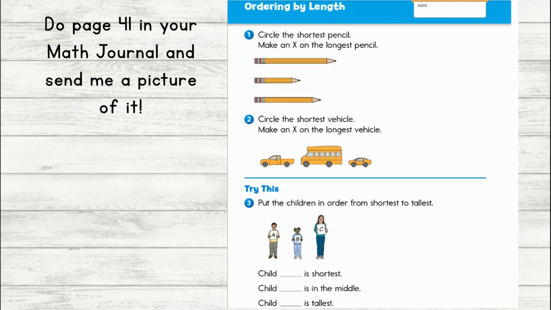And number 3 is kind of tricky. I see 3 children holding 3 different cards, A, B, C. You're going to put the children in order from shortest to tallest. You're just going to write a letter on the line saying which child is the shortest, which child is in the middle, and which child is the tallest. And you're going to tell me if it's child A, child B, or child C. Send me a picture of this when you're finished, please, through Google Classroom. You can pause it and do that.